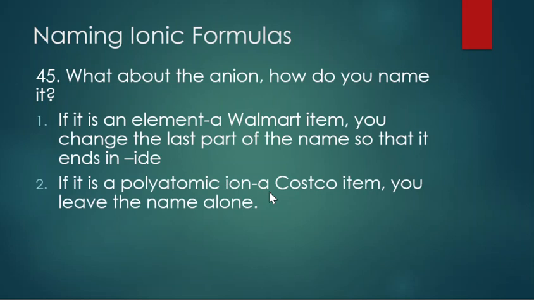All right? The second type of anion you're going to encounter, of course, are groups of these things together. This is what we learned yesterday. Those groups' names stay those names. So, with the exception of hydroxide, they all end in ATE. Leave them alone. They don't change their names like they did with the Walmart anions.